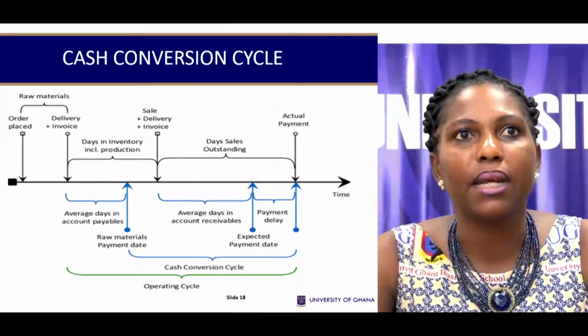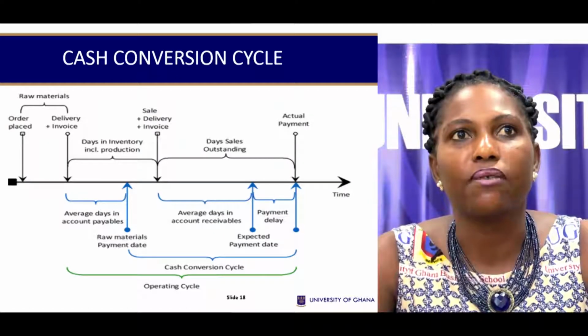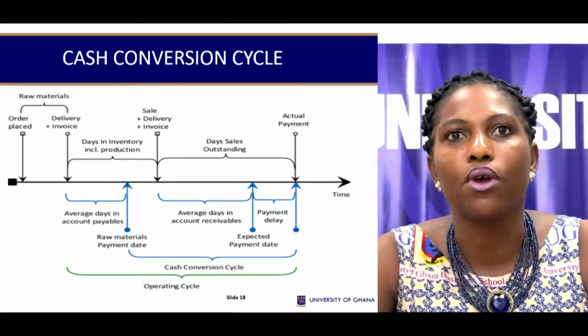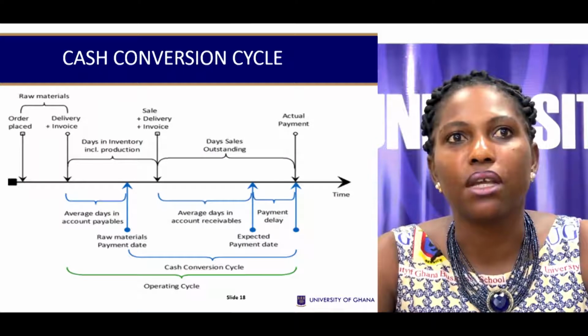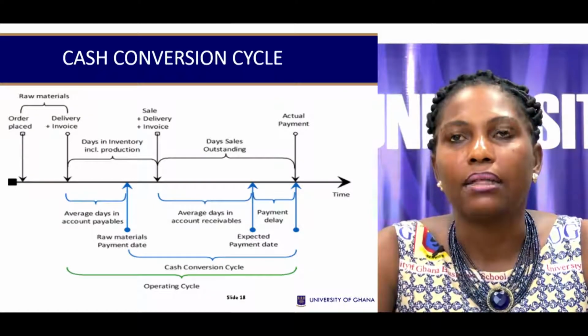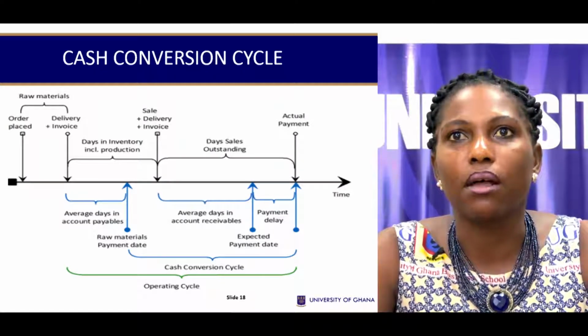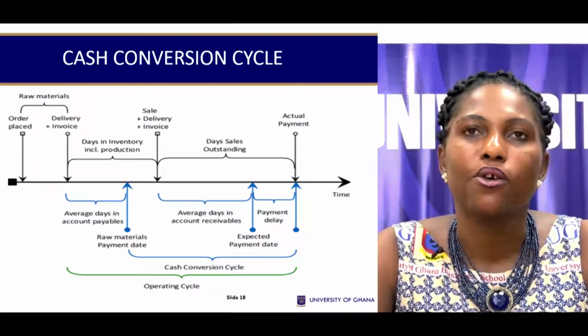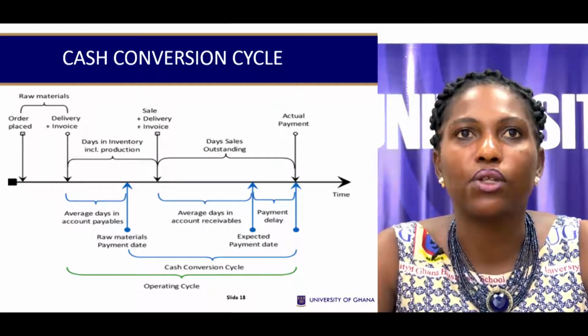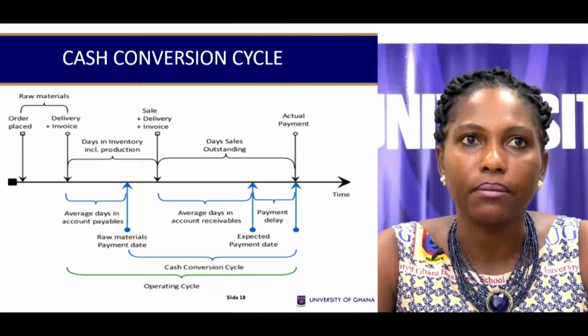So an order is placed, raw materials are brought in, an invoice is given. From the time that we have the inventory going into production up to the sale, we have the inventory holding period. Then, after the goods are sold, until the point where we receive actual payment from the client, we call that the collection period or the debtors period. Together, the two give us the operating cycle.